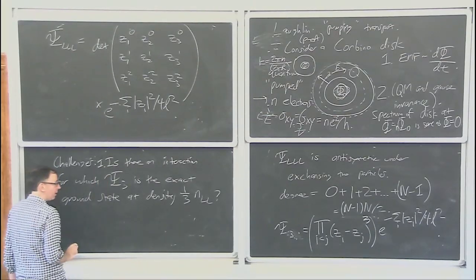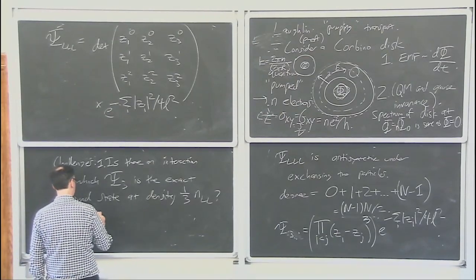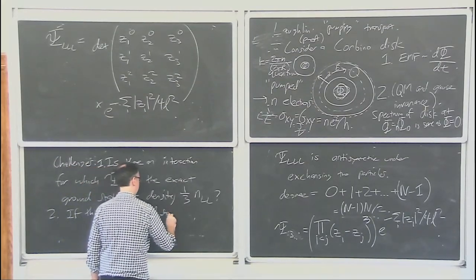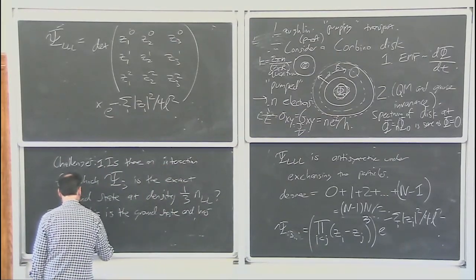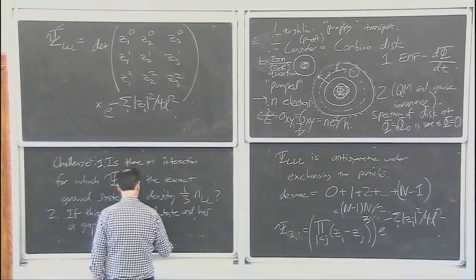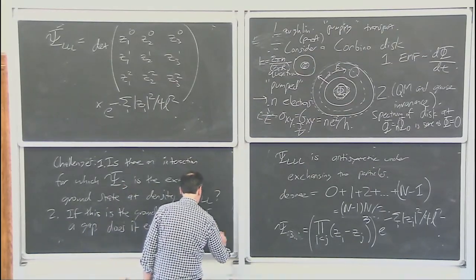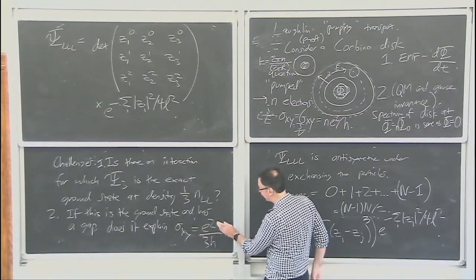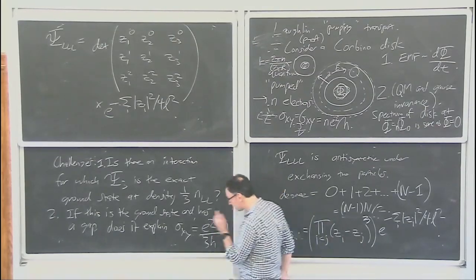Two, does this state, if it is the ground state and has a gap, explain sigma xy equal to e squared over 3h? And note, this is not as simple as just e over 3 quantity squared divided by h, because that would be e squared over 9h. So what's going on in that wave function?